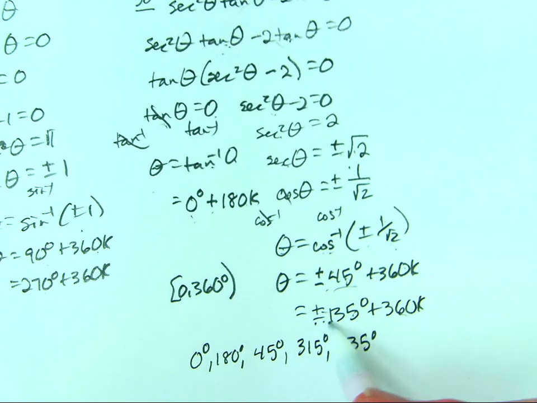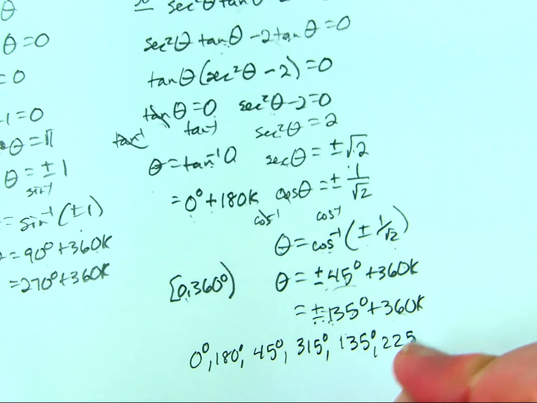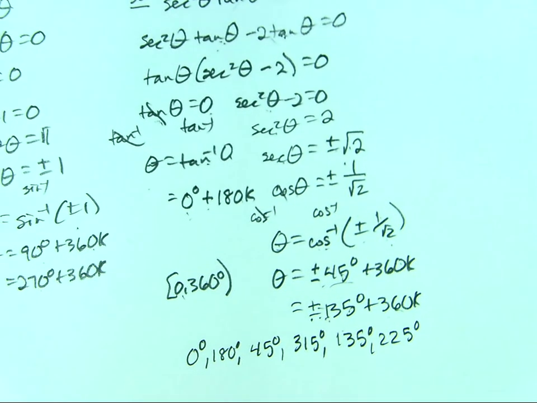Go to a negative 135. No negatives. If we add 360, that'd be what, 225? That fits. If we add 360 again, 585, too big. So those are our answers.